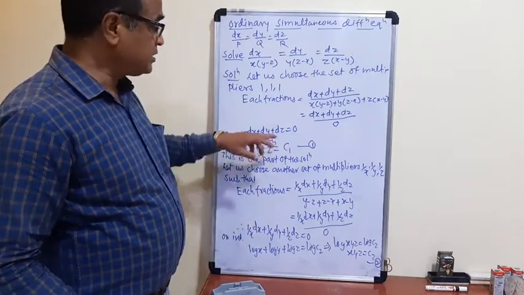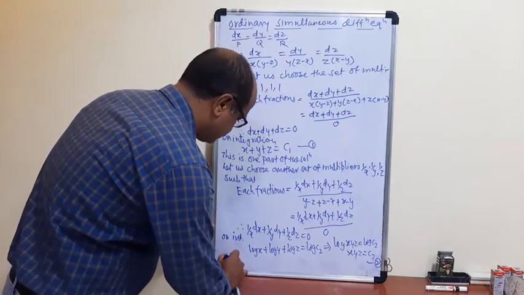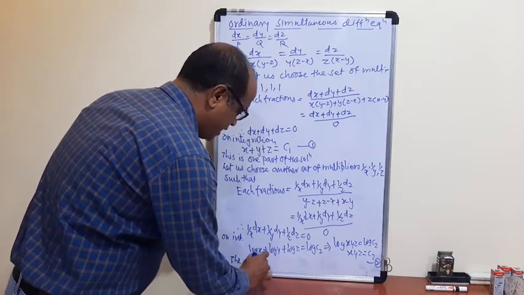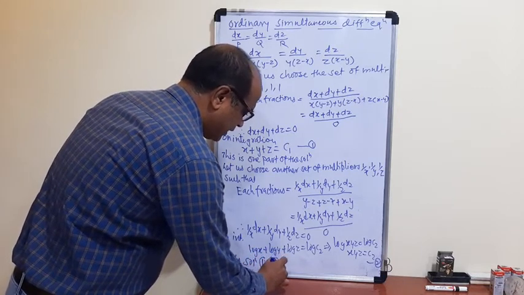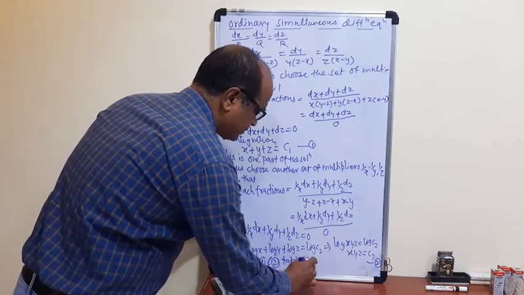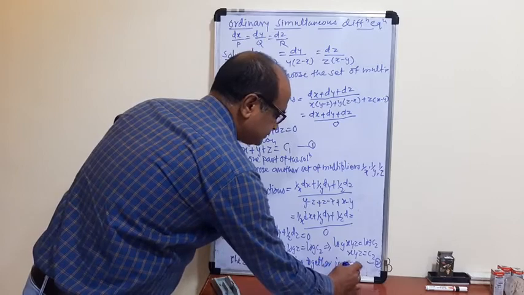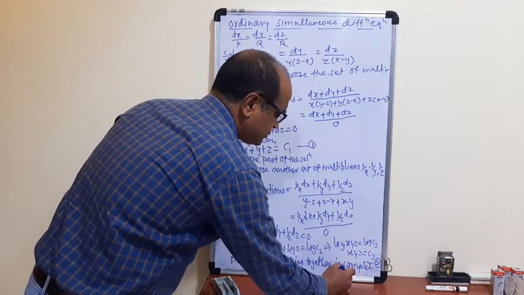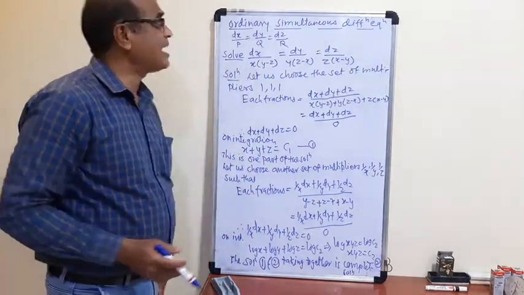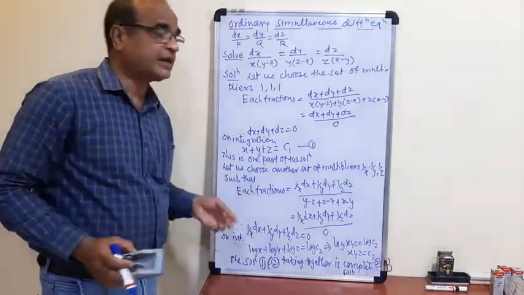Okay. So these two solutions taken together, the solution 1 and 2, is the complete solution. Okay. So this is a very simple method of finding the solution of an ordinary simultaneous differential equation. Okay. So we take another example here.